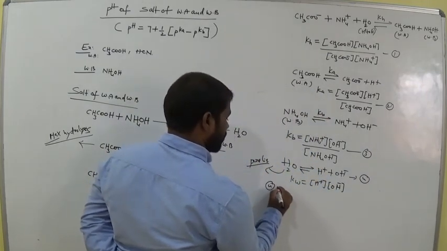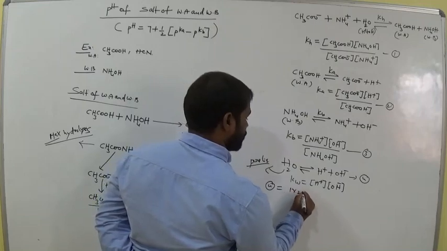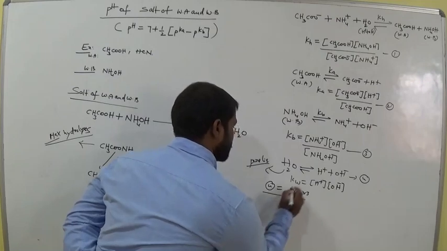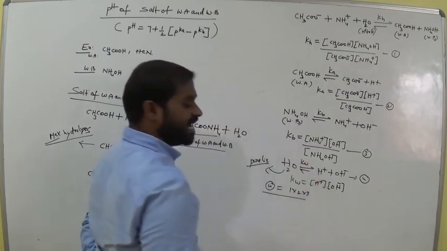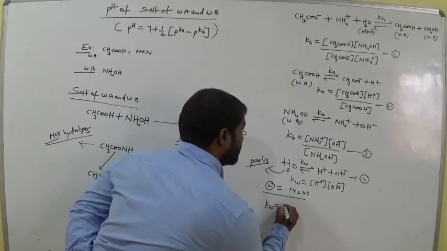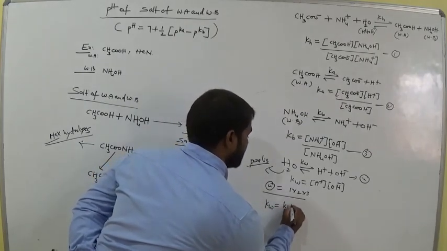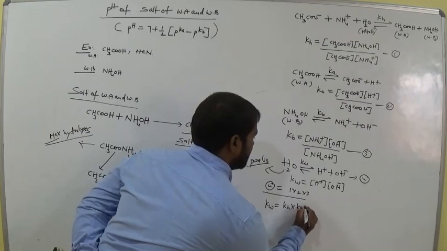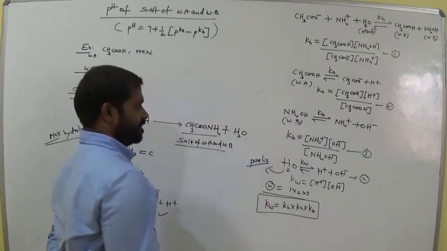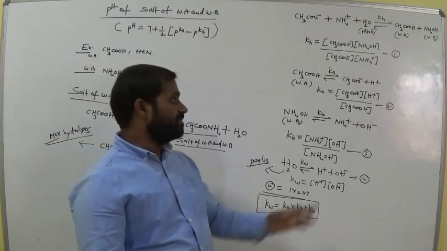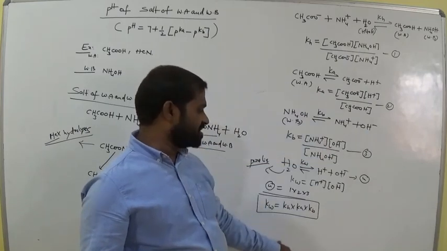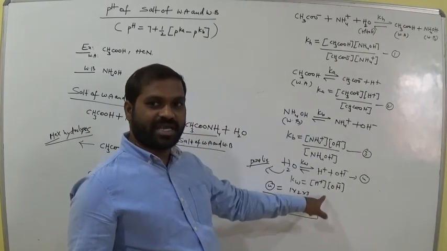Now expression 4 equals 1 into 2 into 3. This is the relation. That means what is 4? Here the equilibrium constant is Kw, the ionic product of water. Now Kw equals how much? First one is Kh, am I right? Second one is Ka, am I right? And third one is Kb, am I right? This is the expression. If you multiply the Kh expression, Ka expression and Kb expression, then we get this expression.